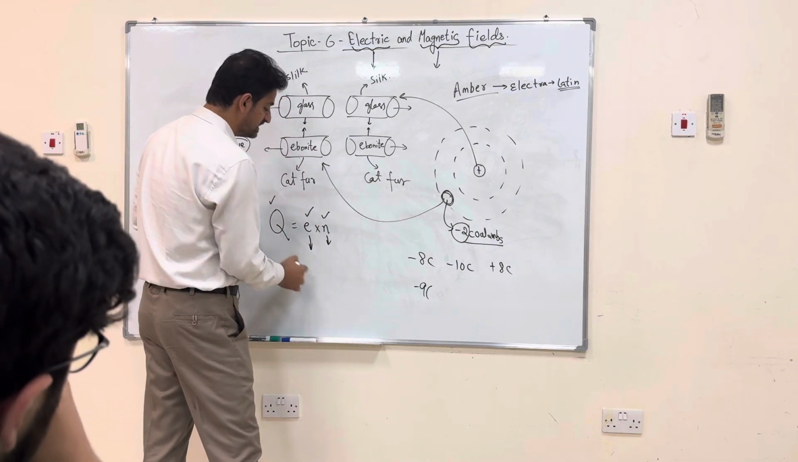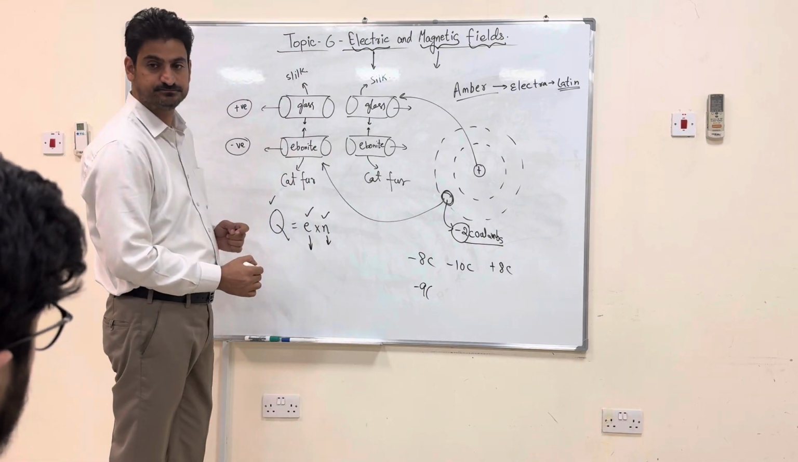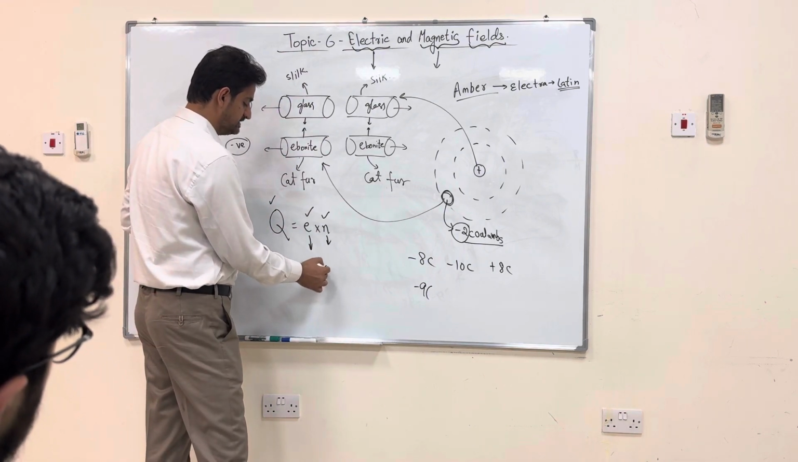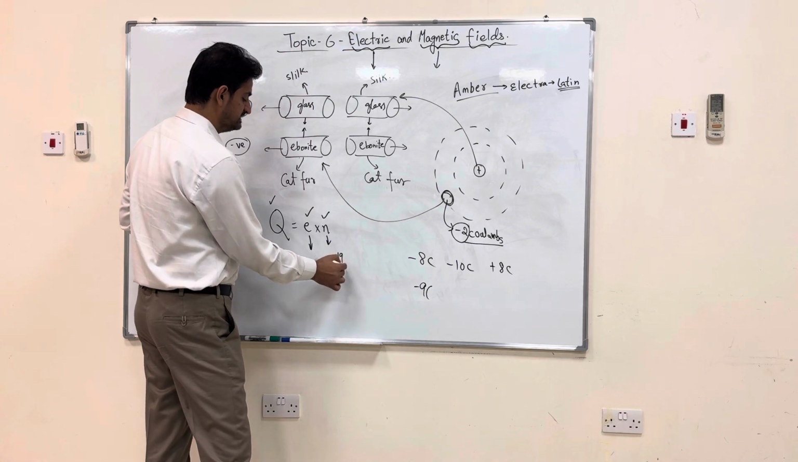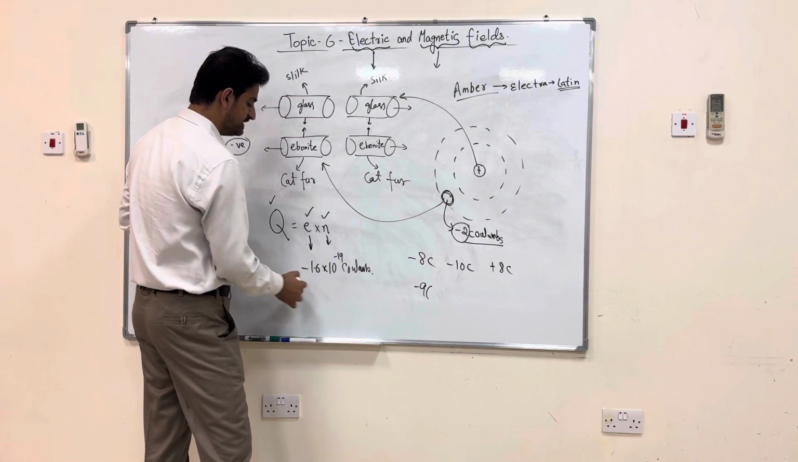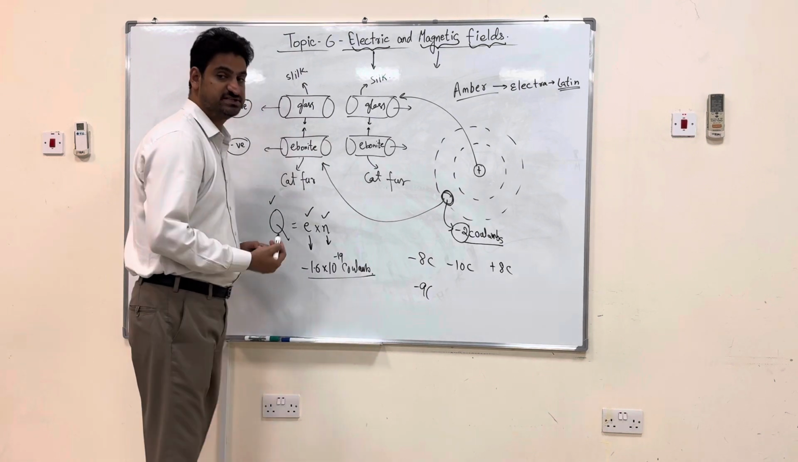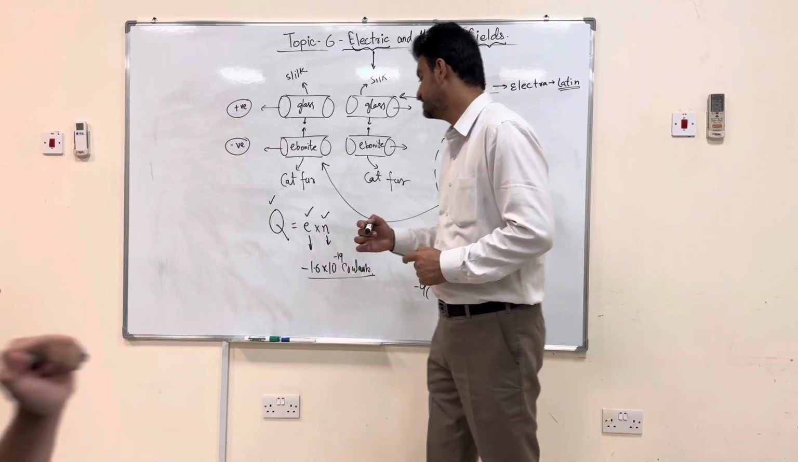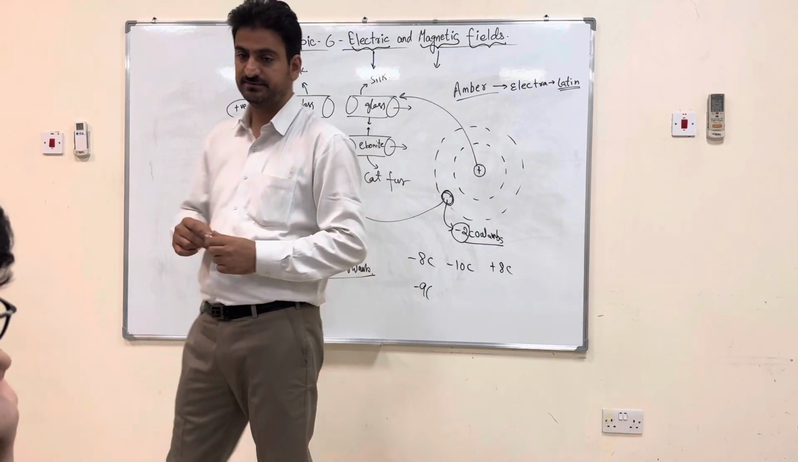So, what is the charge on an electron? Minus 1.6 times 10 to the power minus 19 coulombs. So if an electron has this much charge, how much charge does a proton have? Positive 1.6 times 10 to the power minus 19 coulombs. Right?